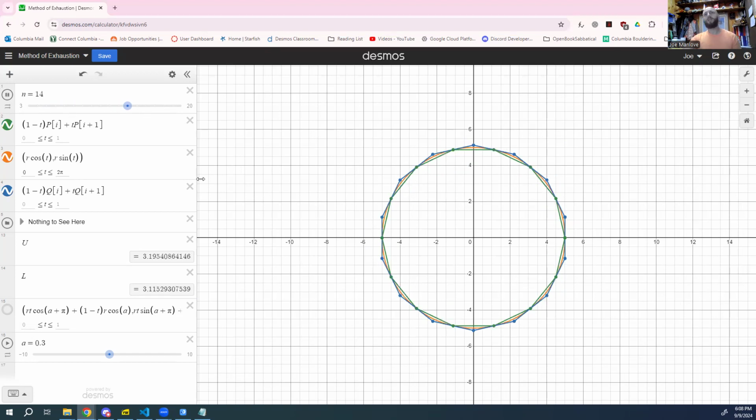Just keep cranking. So we can see that we're having less and less extra space in between the green and the blue, right? So when I get up to 20 sides, I've got that pi ought to be between 3.167 and 3.128. Let's crank this thing and let's see how far it'll go.